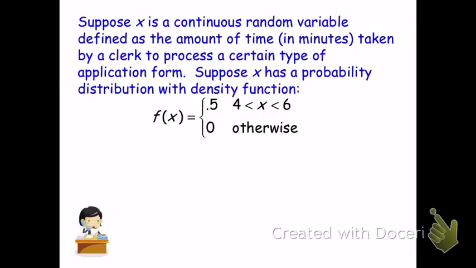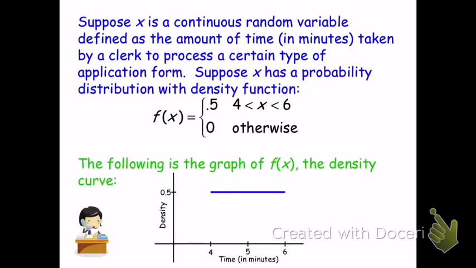Okay, here's an example. It says, suppose x is a continuous random variable defined as the amount of time taken by a clerk to process a certain type of application form. So that means it's continuous. Suppose x has a probability distribution with the density function. So it's giving me the function where the height is a horizontal line. The height is 0.5 and the range is from 4 to 6. So I have a function that looks like this, and I normally will draw my vertical lines down like this.